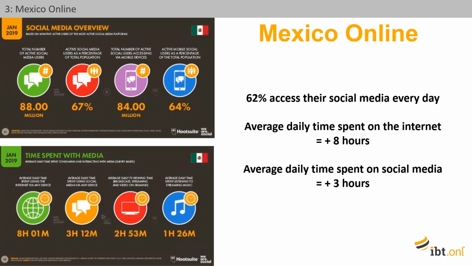So then taking a look at the next slide, the social media overview. So 88 million, like I said, are active social media users. 64% are mobile. And this is important to note because they're spending a lot of time with this media. The average amount of time spent on the internet daily is 8 hours a day. So a third of their day is spent in front of a screen. And the average daily time spent on social media is 3 hours. So this includes YouTube, WhatsApp, Facebook, Instagram, Twitter, all of those major messaging and social media networks. They're spending about 3 hours a day talking to each other and looking at companies and interacting and buying things.